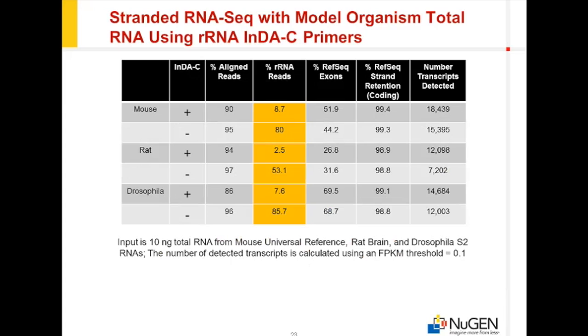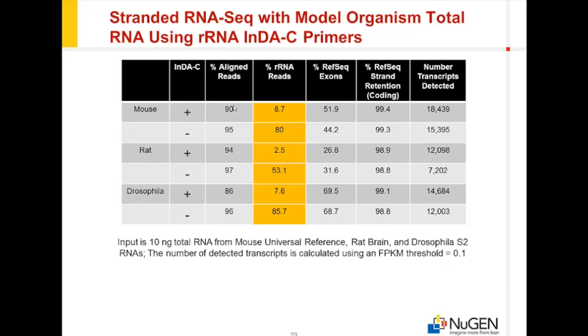Here's some additional examples from products that we have commercialized for our different model organisms, and these are different examples of where we've targeted ribosomal RNA for depletion in mouse, rat, and Drosophila sequences. So if you look along this column, this is a similar workflow, once again, where we've either implemented an InDA-C primer design, or in the negative control, we've used water in the place of InDA-C. In every case, we get very good alignment scores. These are all fresh frozen samples, as shown on the bottom. The input is using 10 nanograms of total RNA from either a whole mouse universal reference, from a rat brain sample, or from Drosophila S2 cells in culture.